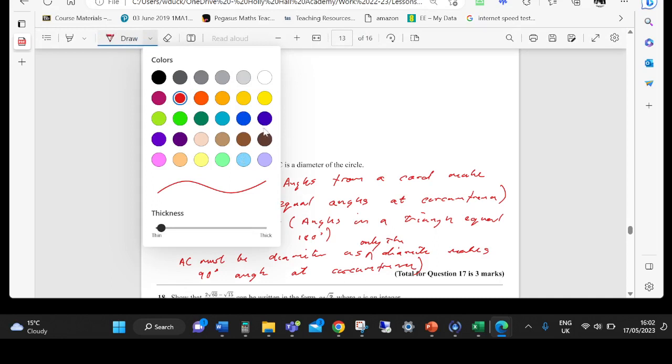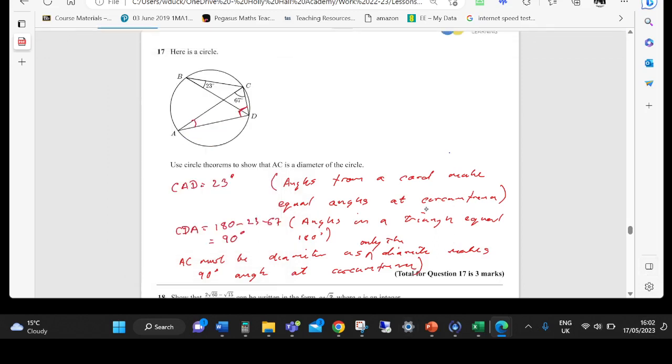Okay, so marks for that, what have we got? So it starts by saying angle CAD is 23 degrees, angles in the same segment are equal. Angles from a chord make equal angles at circumference, so I'm going to go M1 for that. Actually, it says M1 for 23 there. It then says M1 for showing that that's a 90 degree angle, but then it says B1 correctly stating angle subtended by the diameter is 90 degrees, so AC is the diameter following correct working. Okay, so it's for that final statement for the B1.